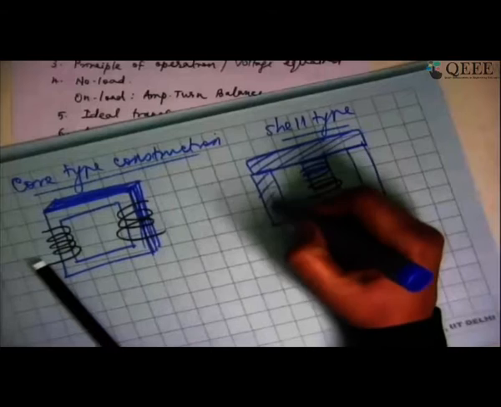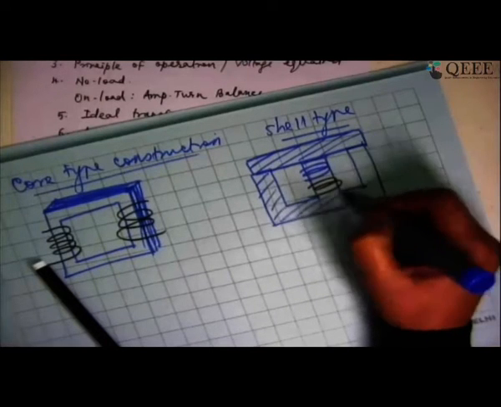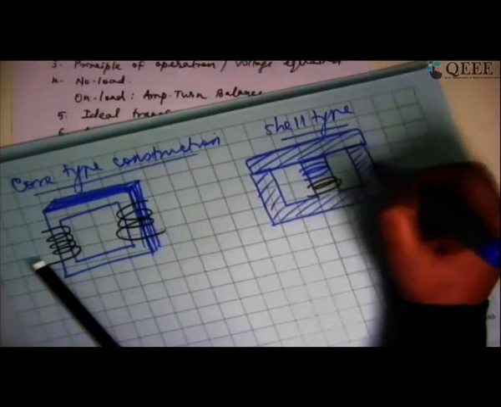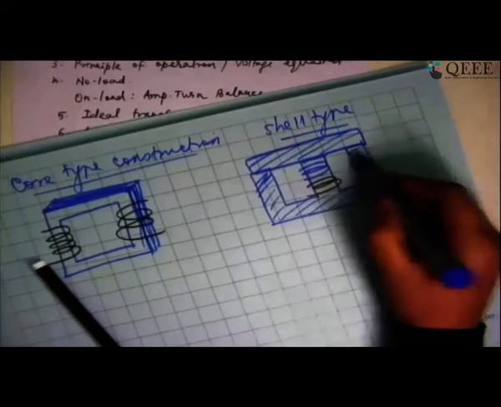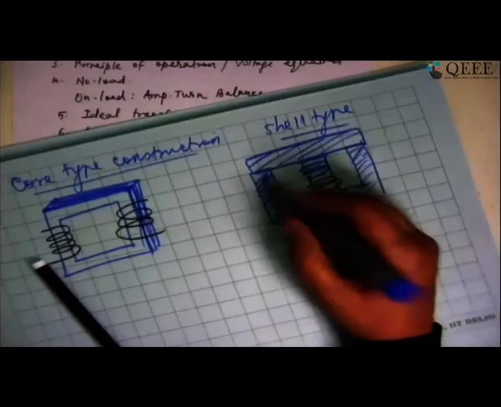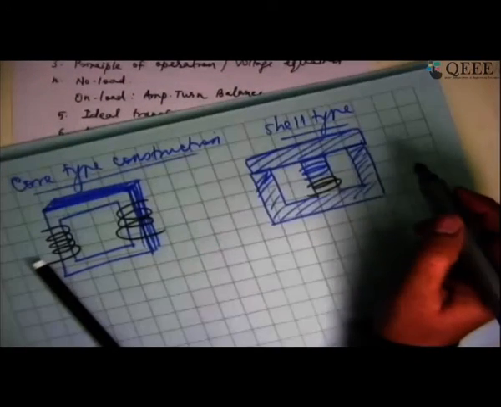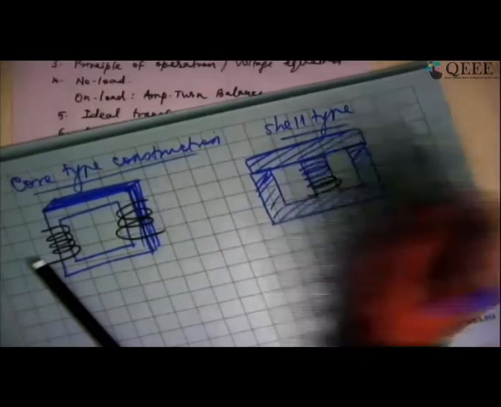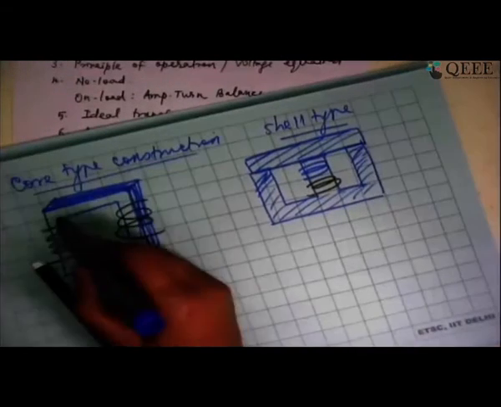So this is also a core. The windings are essentially completely surrounded by iron on both sides. This is also iron. So I am going to have a huge amount of core weight in the case of shell type as compared to core type. In core type, I have two legs.